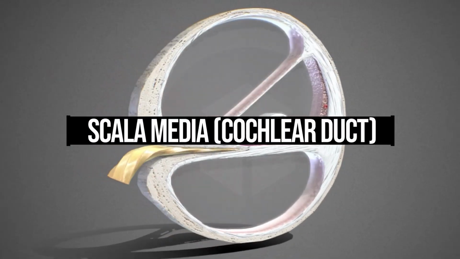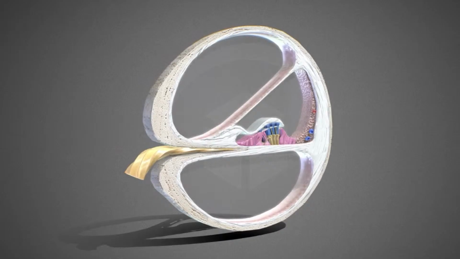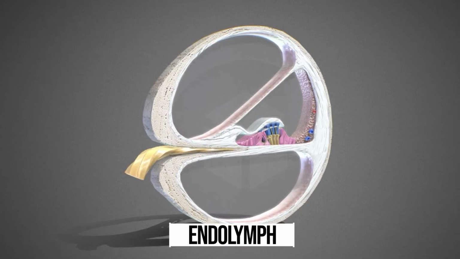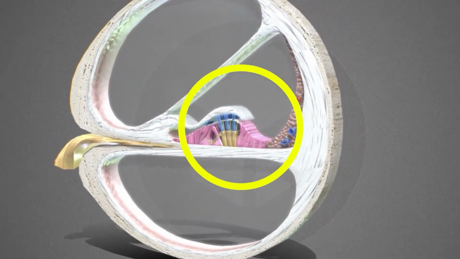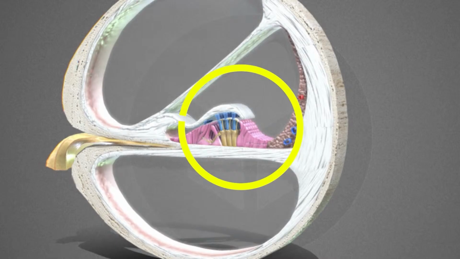Scala media or cochlear duct. The scala media contains a different fluid called endolymph, which is rich in potassium and crucial for the transduction process. It houses the organ of Corti, the sensory organ of hearing.